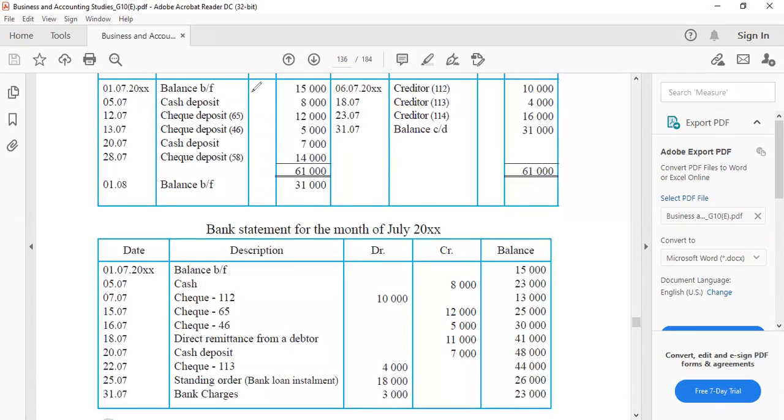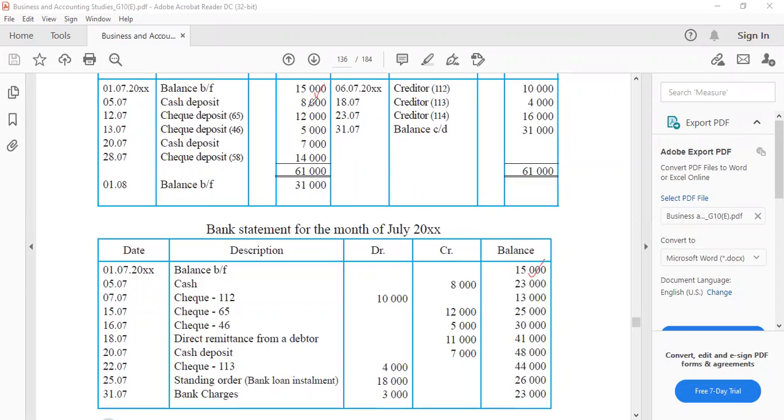Now, this is the debit side of the bank account, or else you can say cash account. Here you have balance brought forward 15,000. I said you must check the debit side with the credit side, no? But this is the balance. Therefore, that 15,000 you must check in the balance column of the bank statement. From here, balance 15,000. So 15,000 is there.